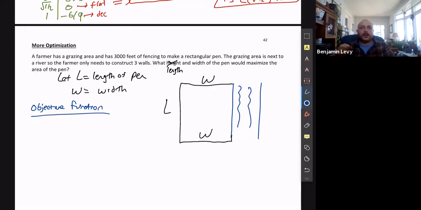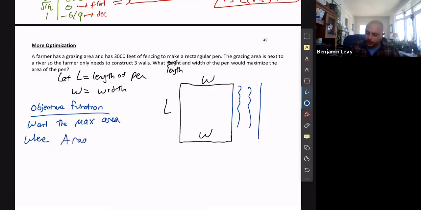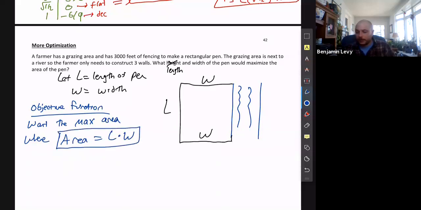If you slide back up, the objective function is the thing you're trying to optimize. And so we want the max area, right? That's the goal of the problem. And we know the formula for area. That's an easy formula. Oops, if I can spell area correctly, that'd be good. So it's just length times width, right? And so this is our objective function. This is the thing we want to find the max of. So that's the problem set up.